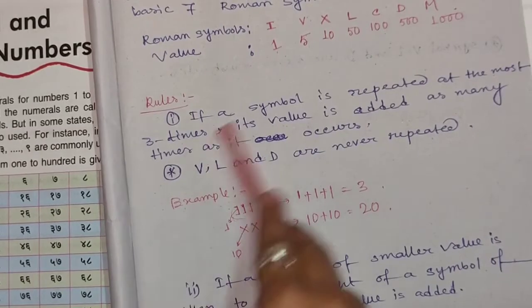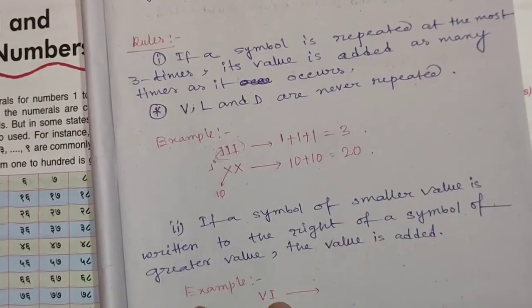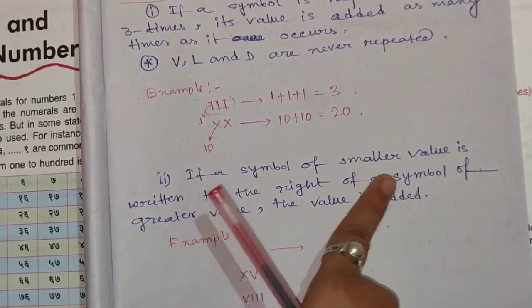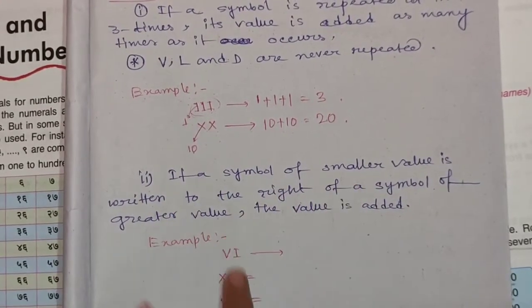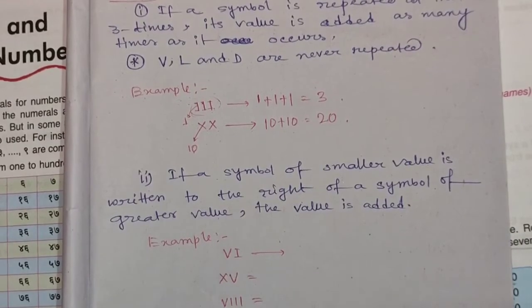So this is the first rule. And the second rule is, if a symbol of smaller value is written to the right of a symbol of greater value, the value is added. That means, what is the meaning of this?